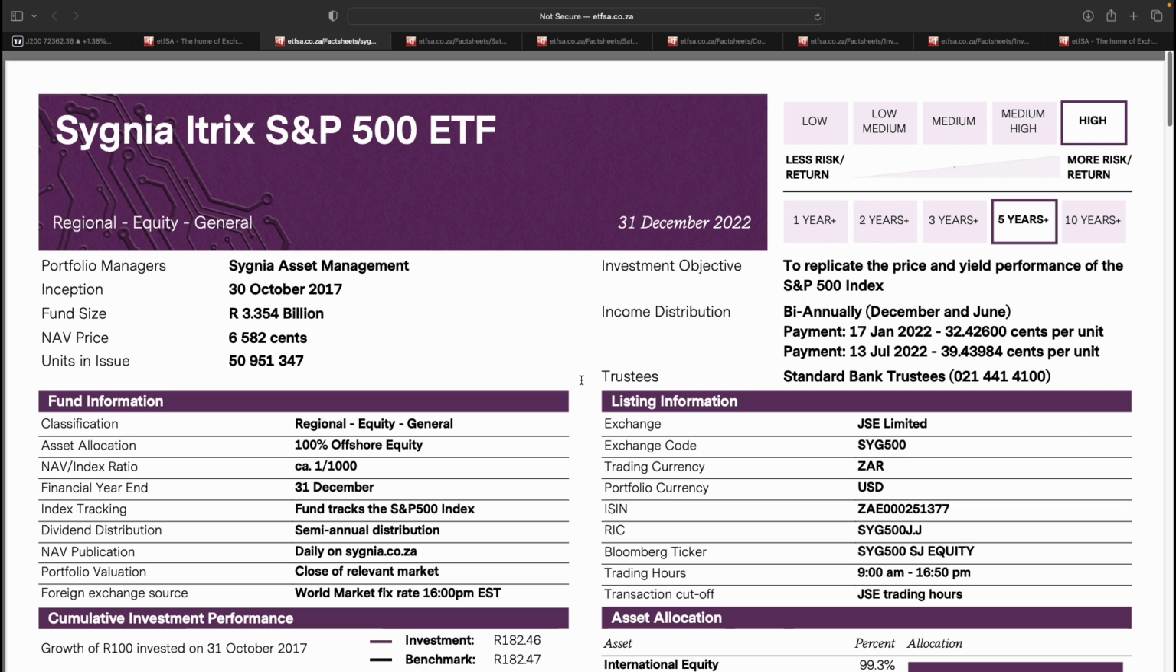Remember, these ETFs are priced in rands, so you can buy them in the tax-free savings account, or you can buy them in your normal South African rand account. There are other ETFs that you can buy in the US dollar denominated account.